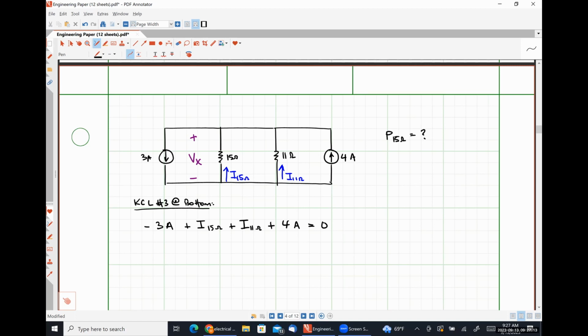Because this is a single node pair circuit and the voltage is shared, we can use Ohm's law to express those resistor currents in terms of that voltage Vx, and we will wind up getting a single equation, single unknown system to solve. So, Hojun, using Ohm's law, what should my current I-15 ohms be in terms of the voltage Vx? Vx over 15 ohms. Is that current entering the positive polarity terminal or the negative polarity terminal of the voltage Vx? So that means I need a negative sign on my Ohm's law relationship, okay?